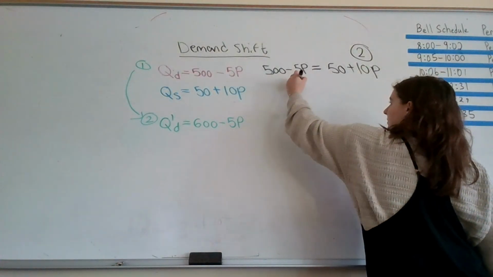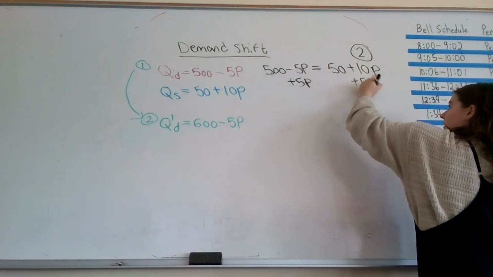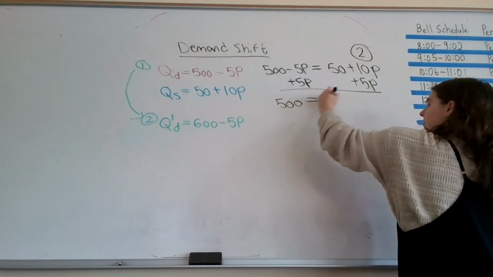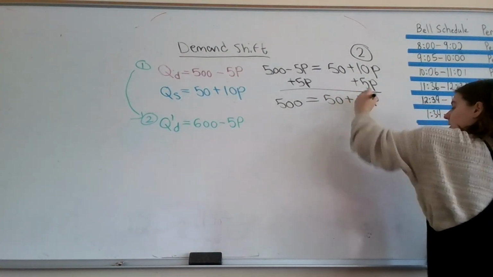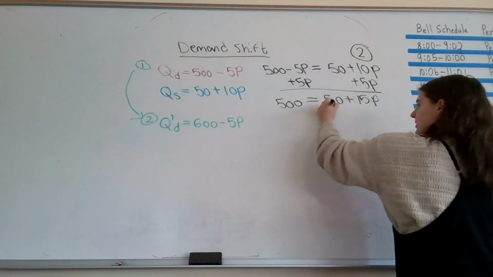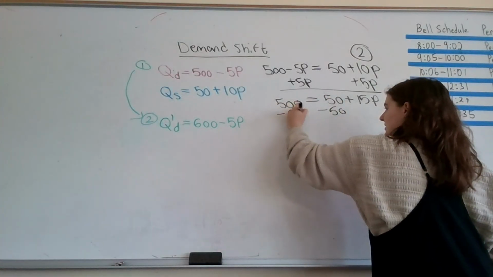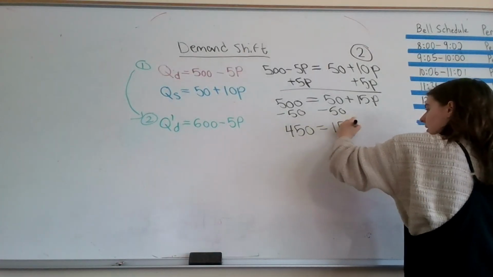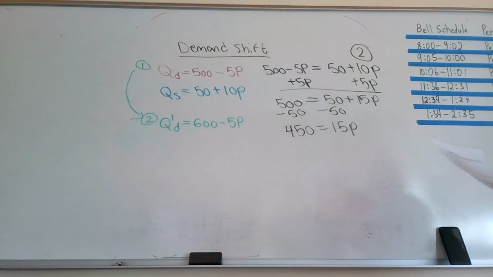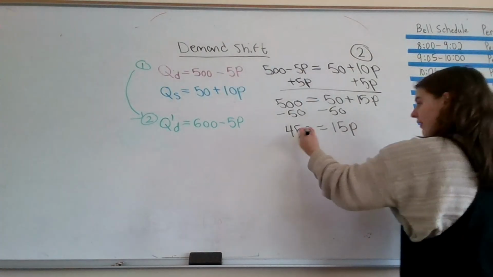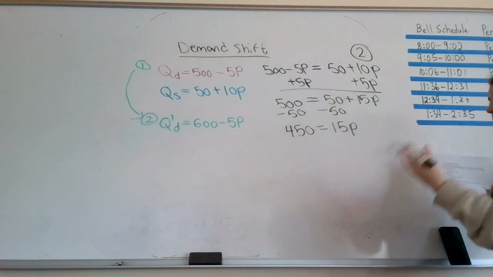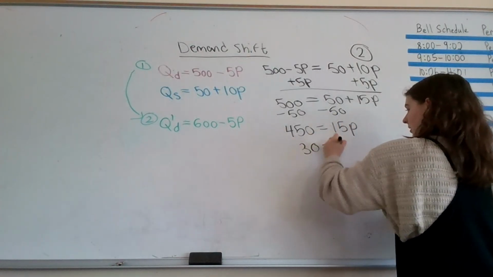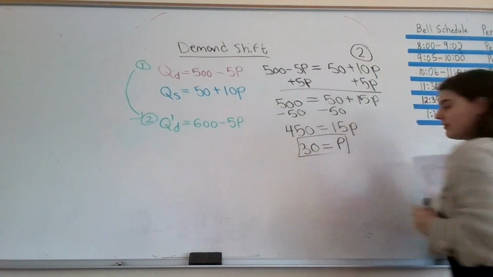I'm going to add 5p to both sides. That's going to give us 500 equals 50 plus 15p. Nice. Now we're going to subtract 50 from both sides. That's going to give us 450 equals 15p. We can focus mostly on that 45 part. So 15 goes into 45 three times. Add the 0. That means our equilibrium price is going to be 30.